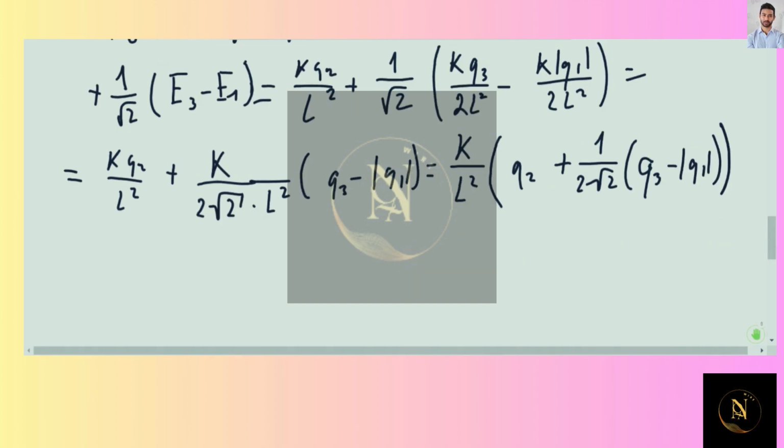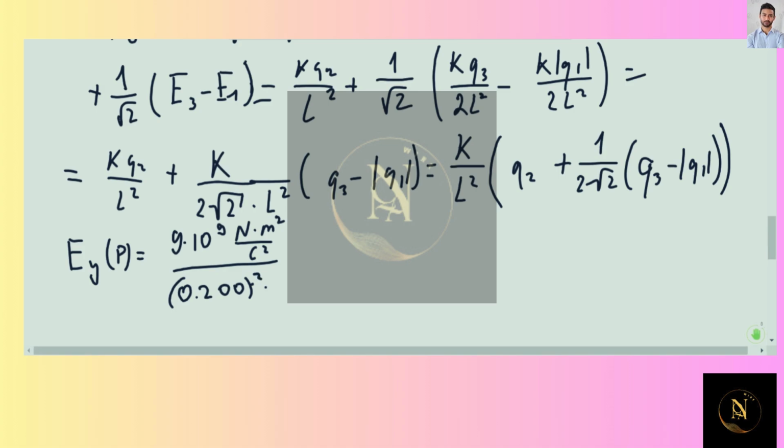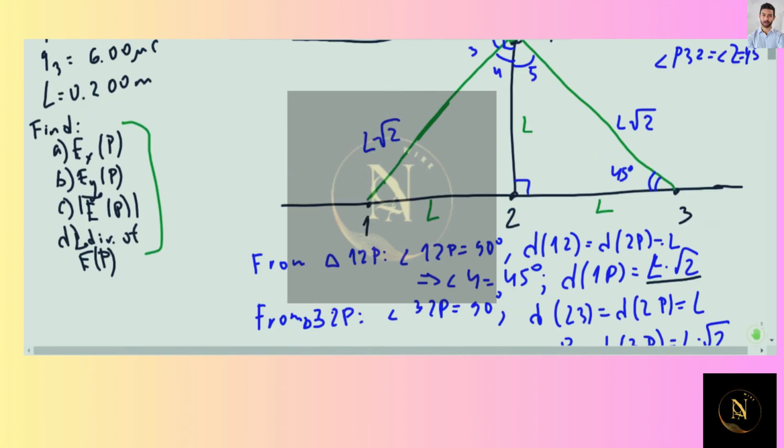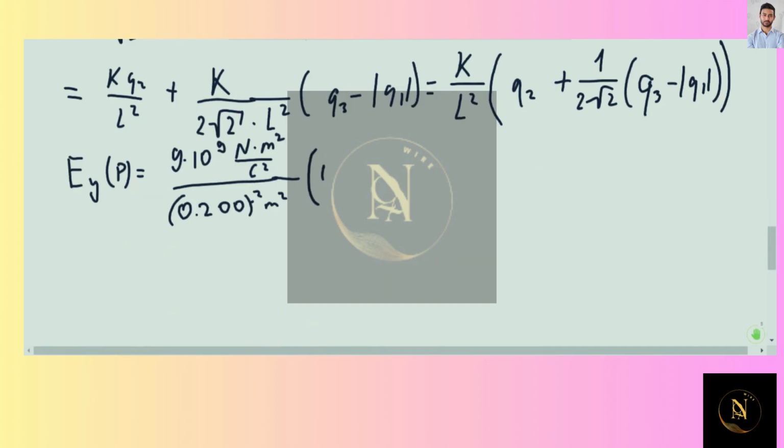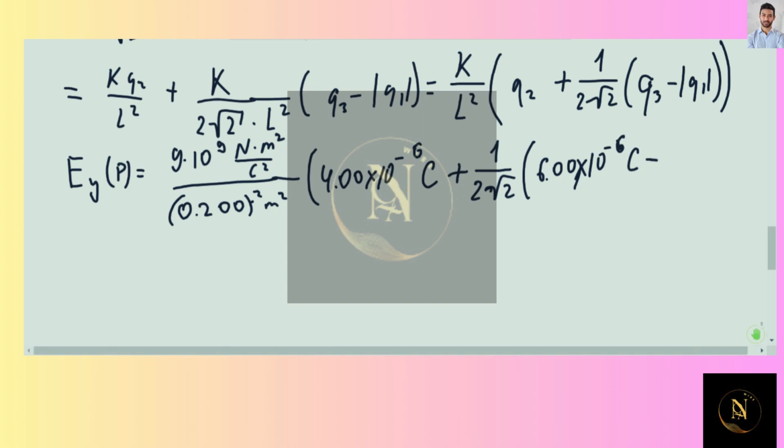Finally, now we can calculate it numerically. Ey at point P equals k, which is 9 times 10 to the 9 newton meter squared per coulomb squared, divided by 0.200 squared meter squared, multiplied by Q2, which is plus 4.00 times 10 to the negative 6 coulombs, plus 1 over 2 square roots of 2 multiplied by 6.00 times 10 to the negative 6 coulombs, minus 2.00 times 10 to the negative 6 coulombs.